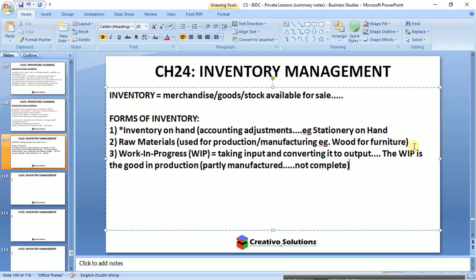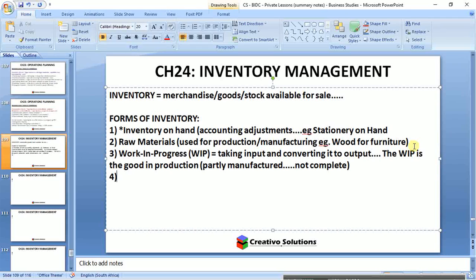So maybe the furniture might have to be painted. So the items of furniture that haven't been painted could be considered work in progress. Or maybe they haven't been assembled. You might have chairs and tables that haven't been assembled correctly yet. That'll fall under this heading, work in progress.